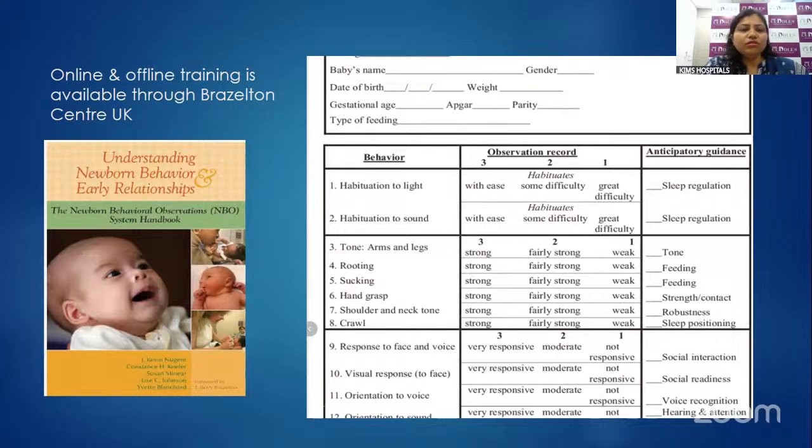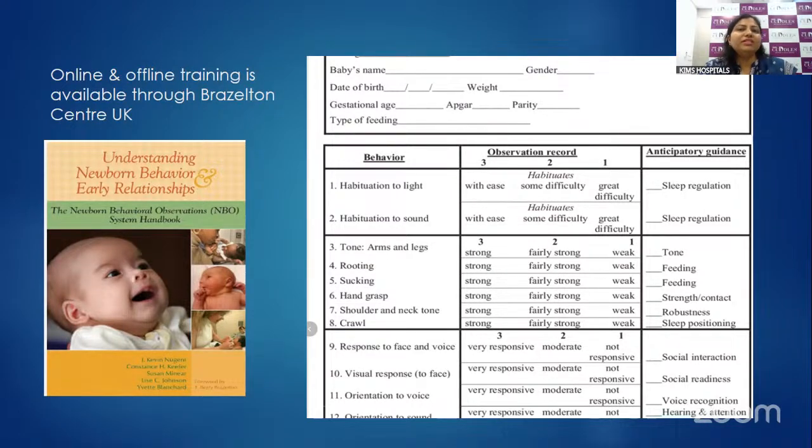Okay. The NBO has a very nice book that comes with the training package, and you can read in more detail about child behavior, how the child develops, and what behaviors you can observe in the initial age, which are quite normal and which are needed. If they are not there, that's a red flag. Those things are very nicely explained in this book, Understanding the Newborn Behavior and Early Relationship.